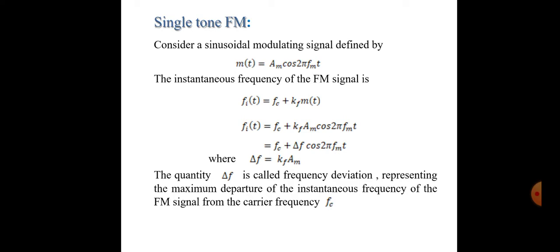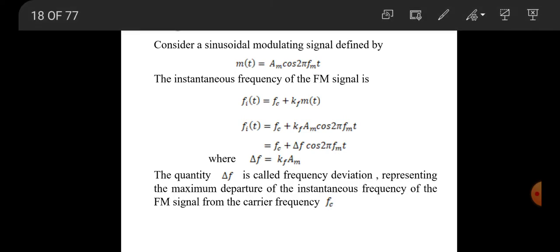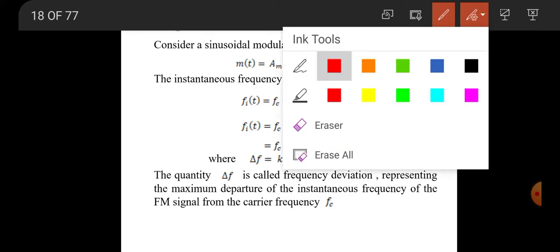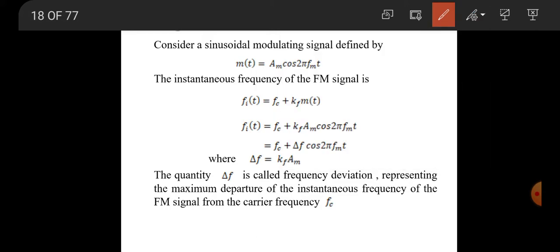Single tone frequency means we are using only one modulating signal, so it is called single tone frequency modulation. For that, consider a modulating signal that can be expressed mathematically as m of t is equal to Am cos 2 pi fm t.